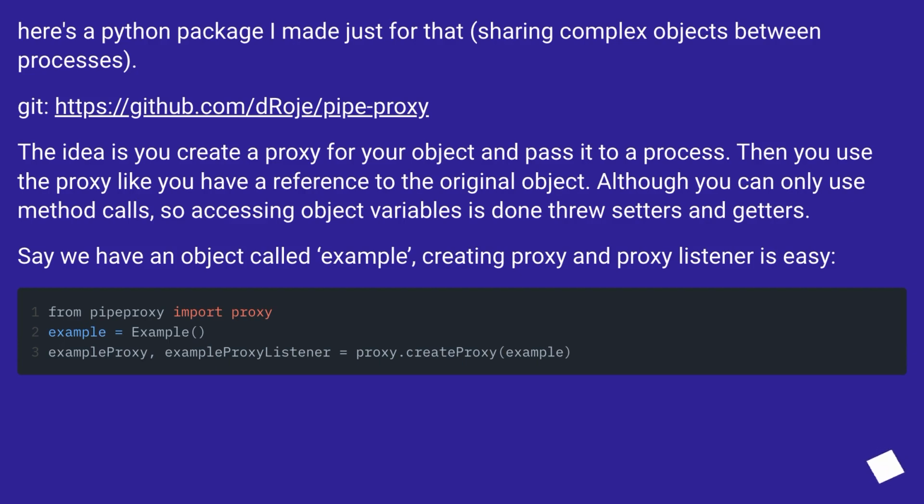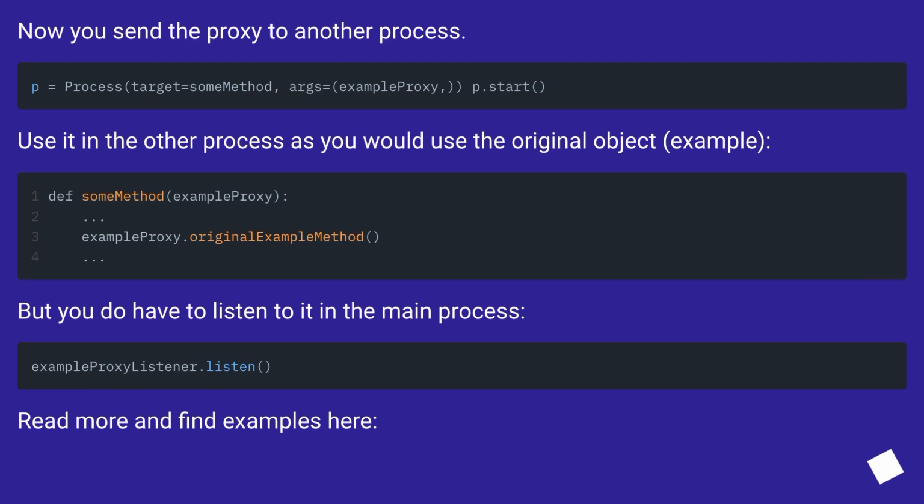Say we have an object called example, creating a proxy and proxy listener is easy. Now you send the proxy to another process. Use it in the other process as you would use the original object, example. But you do have to listen to it in the main process. Read more and find examples here.